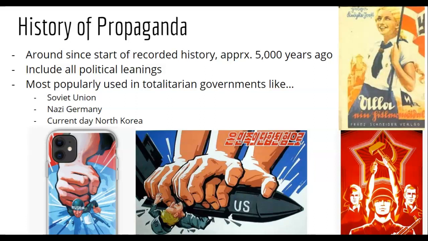Most popularly, though, in history class, we talk about propaganda in the context of totalitarian regimes and totalitarian governments like the Soviet Union, Nazi Germany, and current-day North Korea. Why? Because they're a little loopy. I mean, their whole entire totalitarian government's plan is essentially to convince the population to do some crazy stuff. So they spend a lot of money on propaganda campaigns.